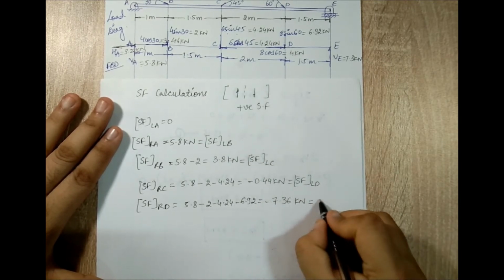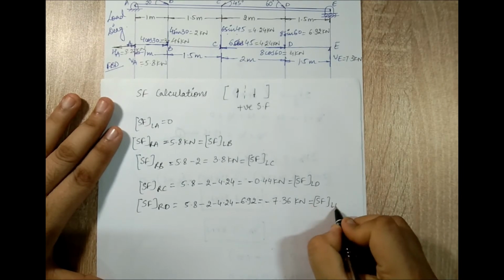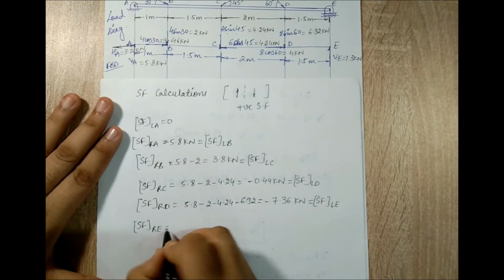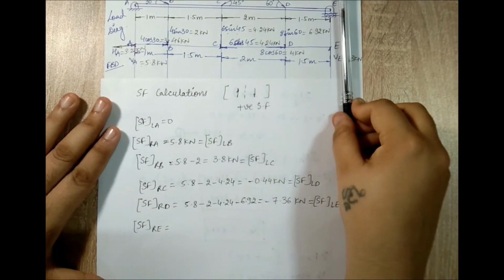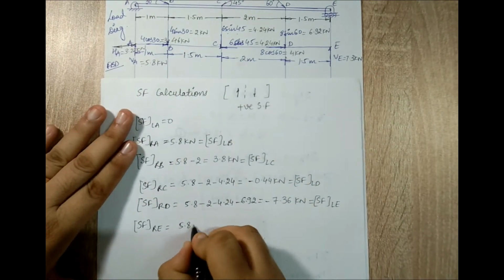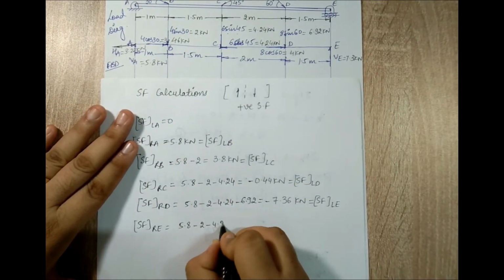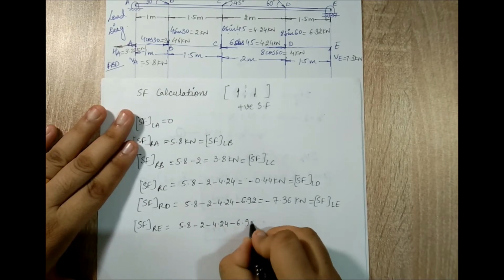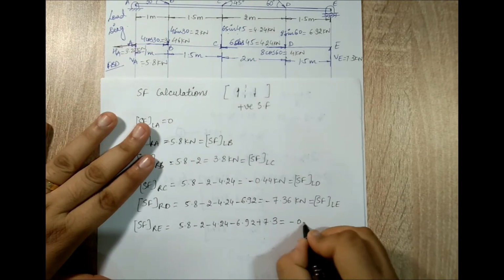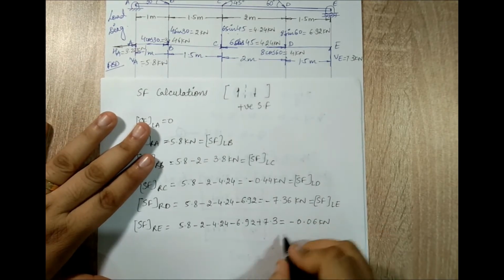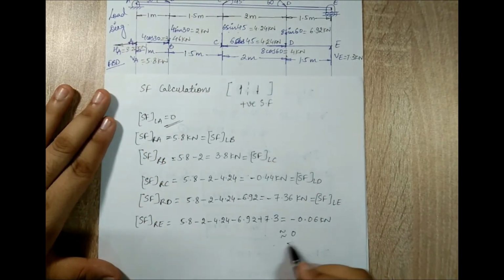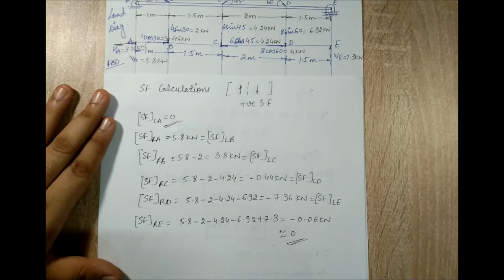Now this will be equal to shear force to the left of E, and when I stand to the right of E, I should get the value as 0. So when I am at the right, I can see all the vertical forces. So I get 5.8 minus 2 minus 4.24 minus 6.9 and plus 7.3. So I get the value as minus 0.06 kilonewton, which is approximately equal to 0. So I start at 0, I end at 0. My shear force calculation is correct.